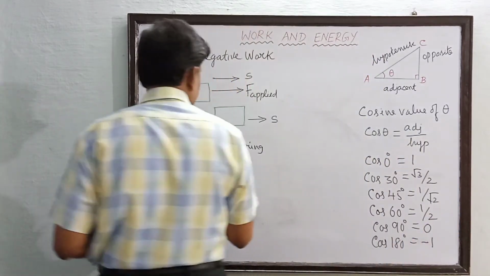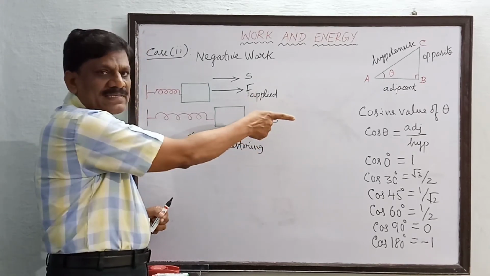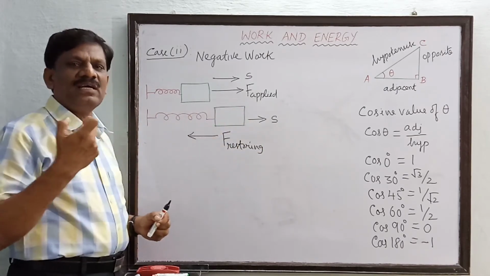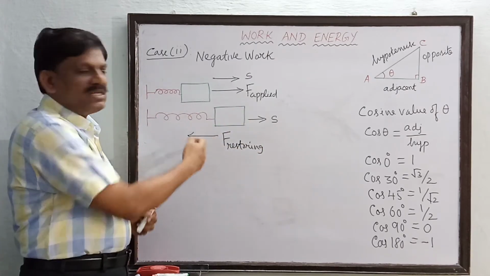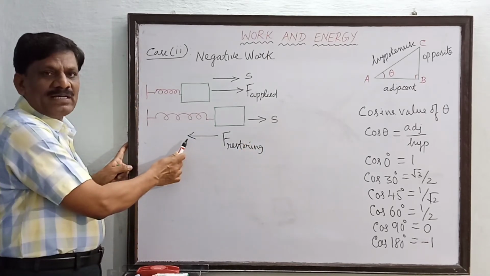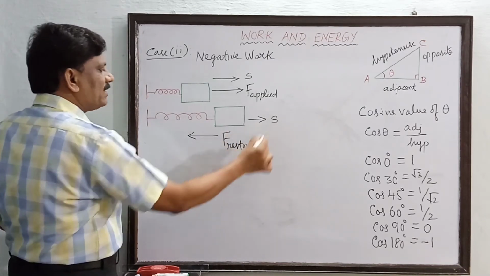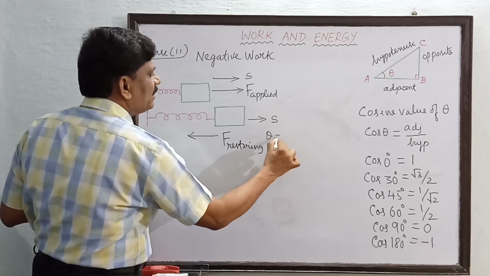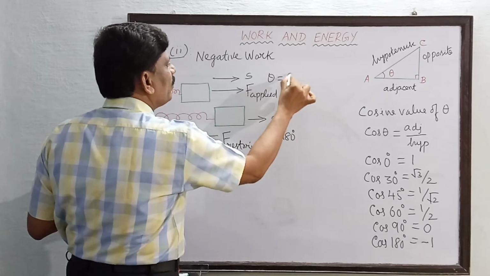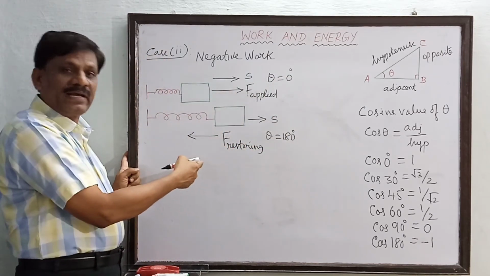Whereas in this case, you see the direction of the displacement is along the x-axis. What is the direction of the restoring force, the spring force? That is in the opposite direction. So what is the angle between the displacement and the restoring force? 180 degree, is it not? So in this case, theta is equal to 180 degree. In the other case, theta is equal to 0 degree, where the work done is positive. In the same example, we can explain what the negative work done is.